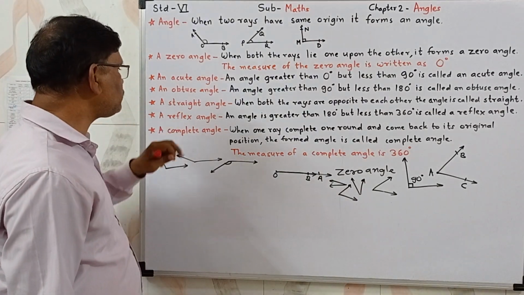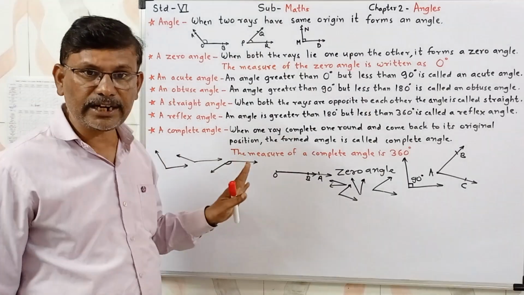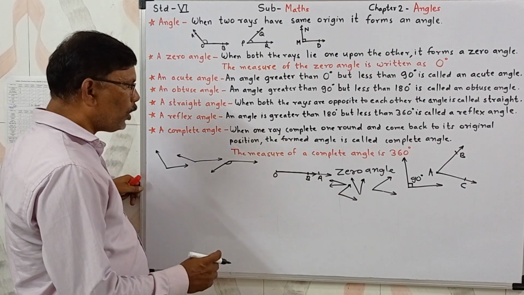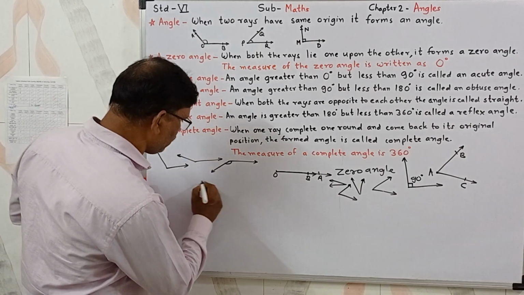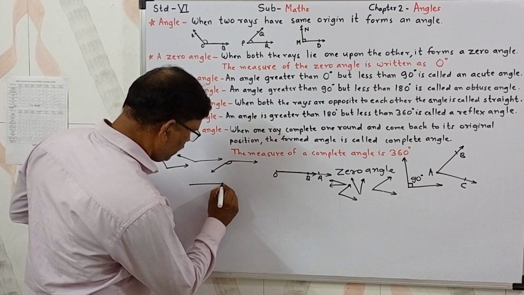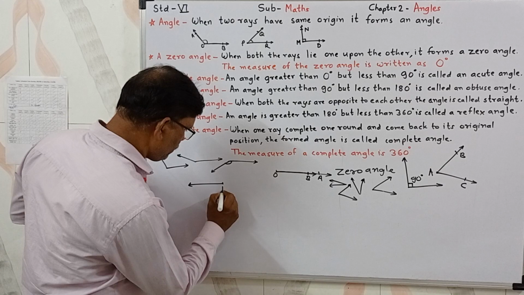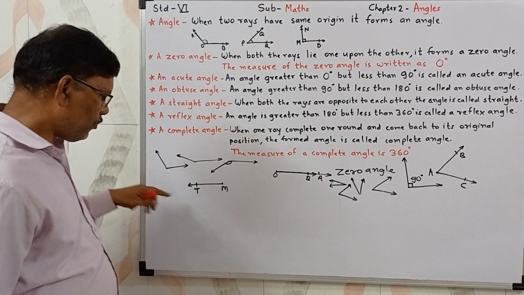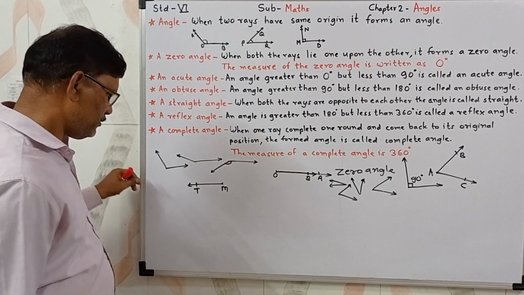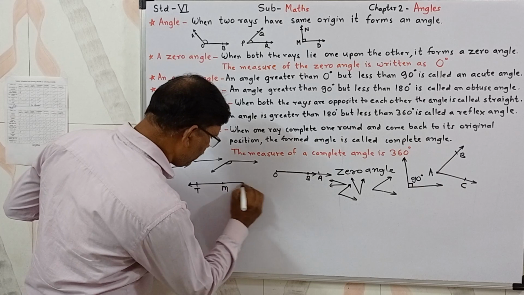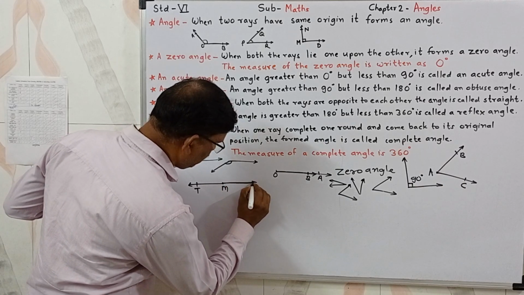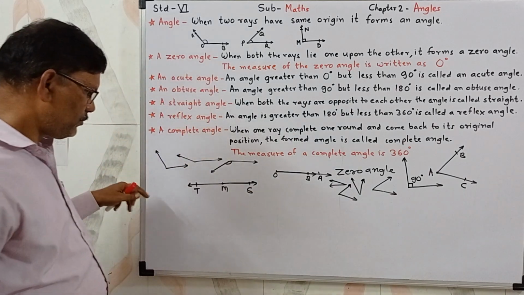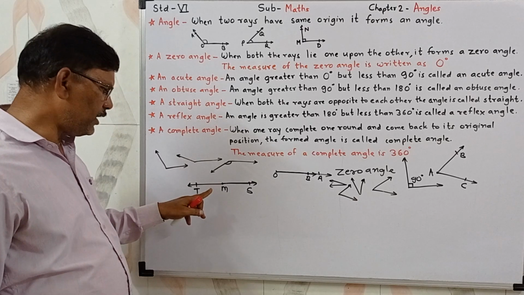Then the next one is a straight angle. What is a straight angle? When both the rays are opposite to each other. Listen. Here, one ray is MT, ray MT, and the other ray is MS.